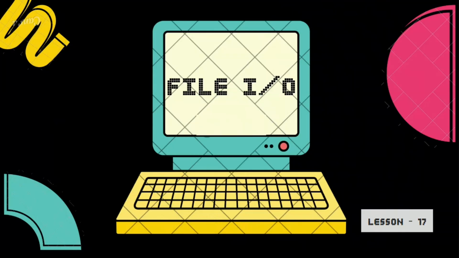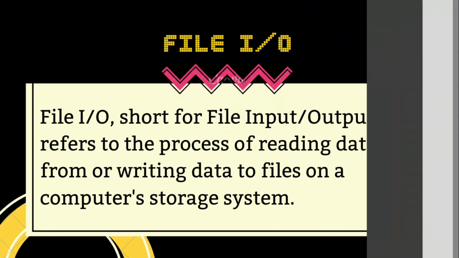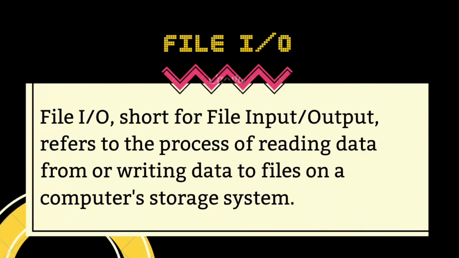Hello everyone. In this video, we will talk about file I/O or file input/output in C. File I/O, short for file input/output, refers to the process of reading data from or writing data to files on a computer's storage system.